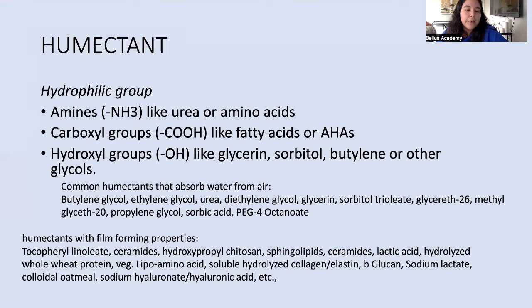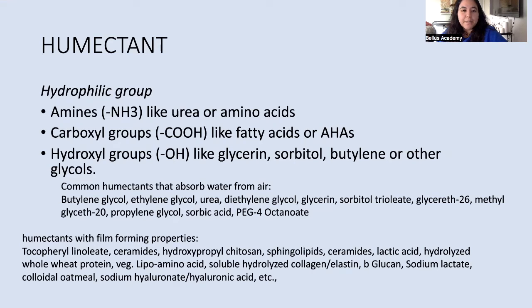When we don't have that water content in the skin, we're not going to have water in the stratum corneum. That process is going to be inhibited. So humectants are usually molecules with one or more hydrophilic groups attached to them. The hydrophilic groups are the amines, like urea or amino acids, which we have covered, which are hydrating. The carboxyl group, which is like fatty acids or alpha hydroxy acids. The hydroxyl groups like glycerin, sorbitol, betaine, and other glycols.